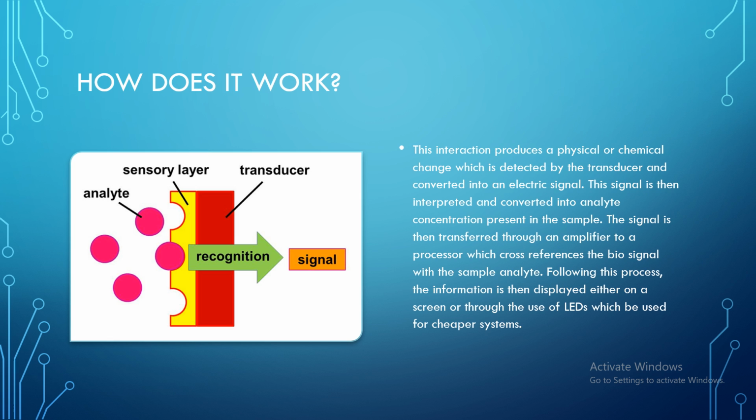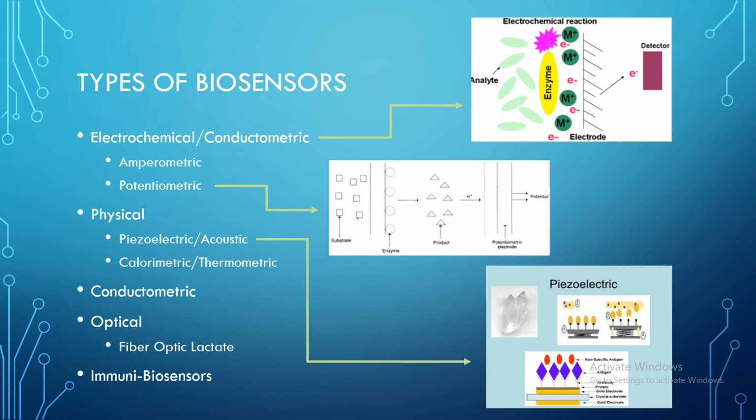How does it work? This interaction produces a physical or chemical change which is detected by the transducer and converted into an electrical signal. This signal is then interpreted and converted into an analyte concentration present in the sample. The signal is then transferred through the amplifier to a processor which cross-references the biosignal with the sample analyte. Following these processes, the information is then displayed either on a screen or through the use of LEDs, which are used in cheaper systems. There are multiple types of biosensors.